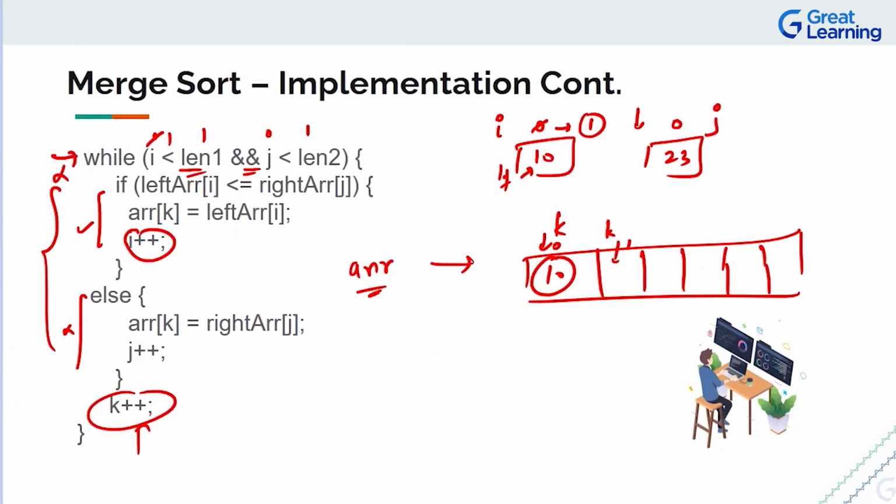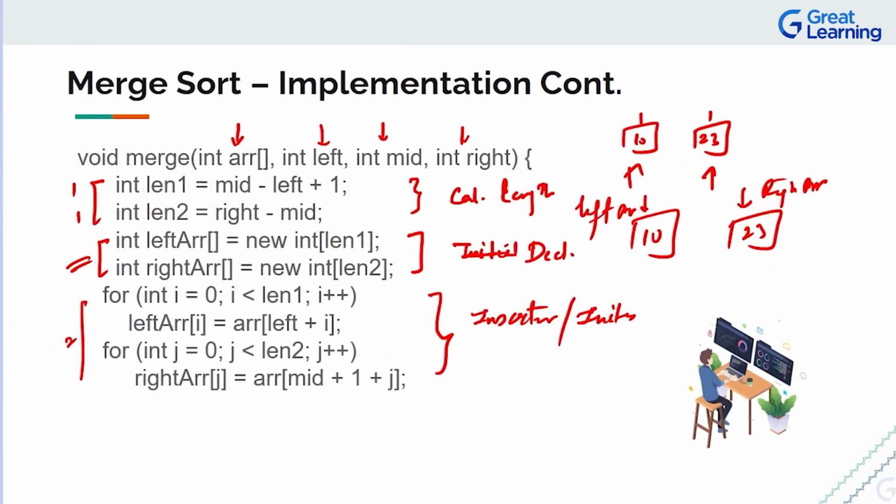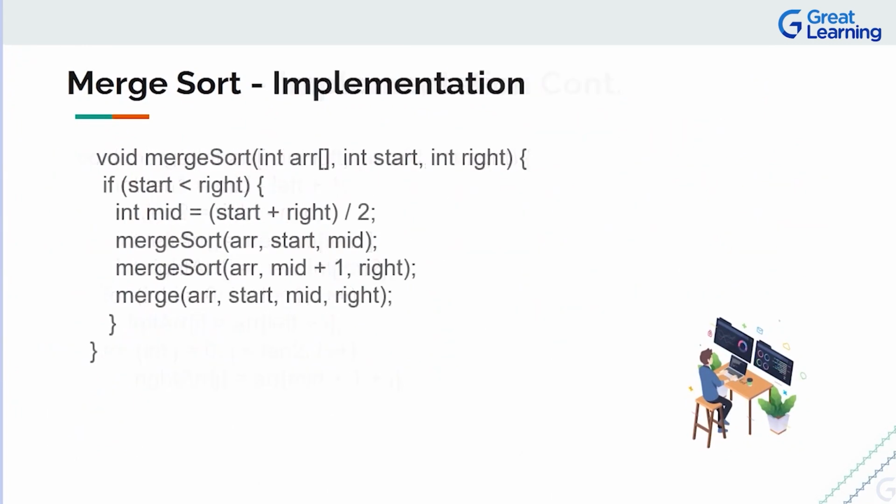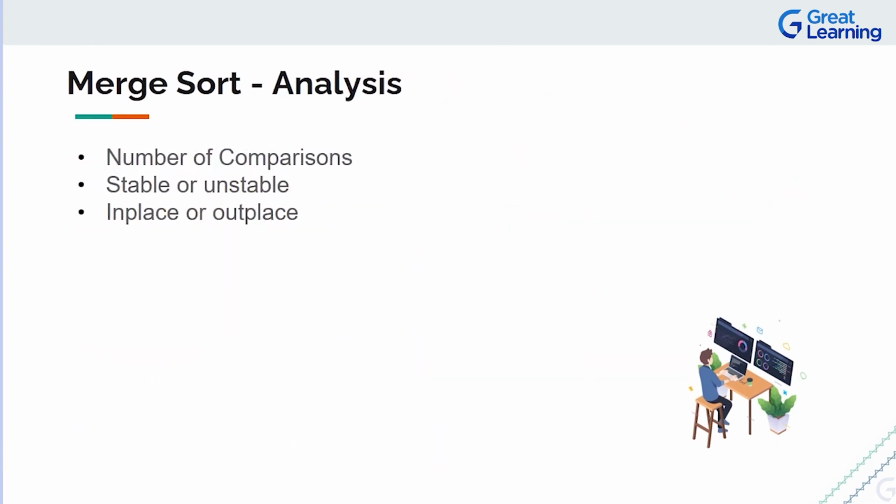So we have seen all the functions, plus the driver function as well as the display function. Now let's try to analyze merge sort. First, we are going to cover the number of comparisons. Then, is it a stable or unstable algorithm? Then we are going to cover whether it is an in-place or out-of-place algorithm. So now let's try to understand how many comparisons are required when we are dealing with merge sort.